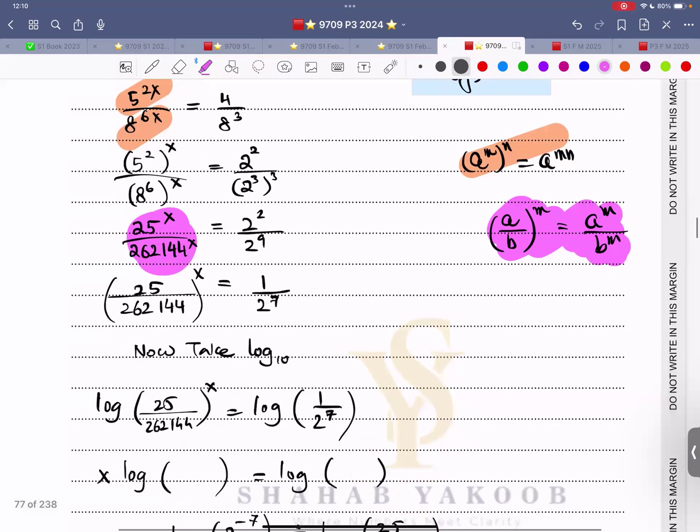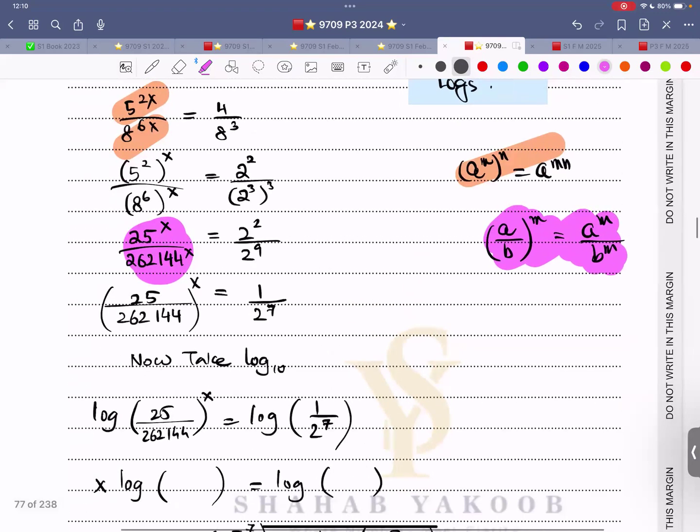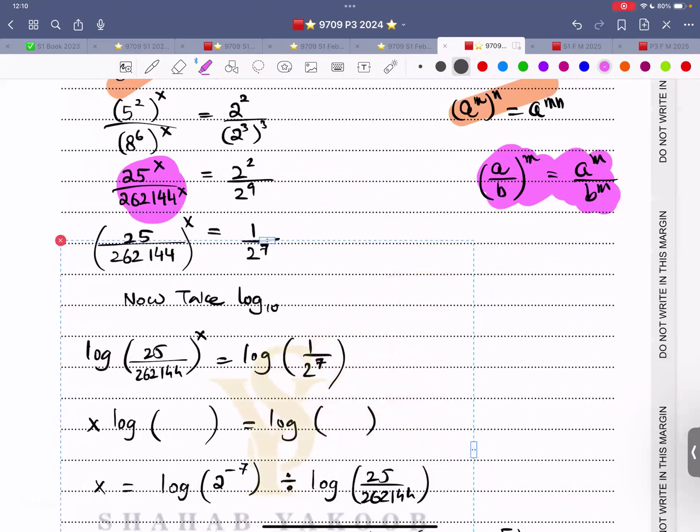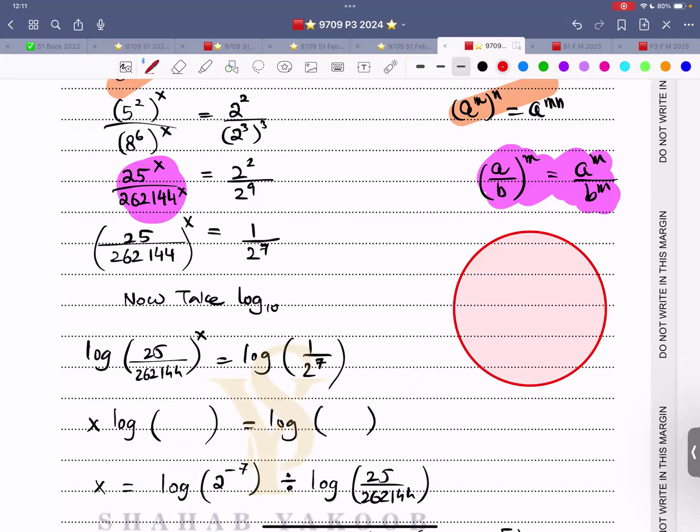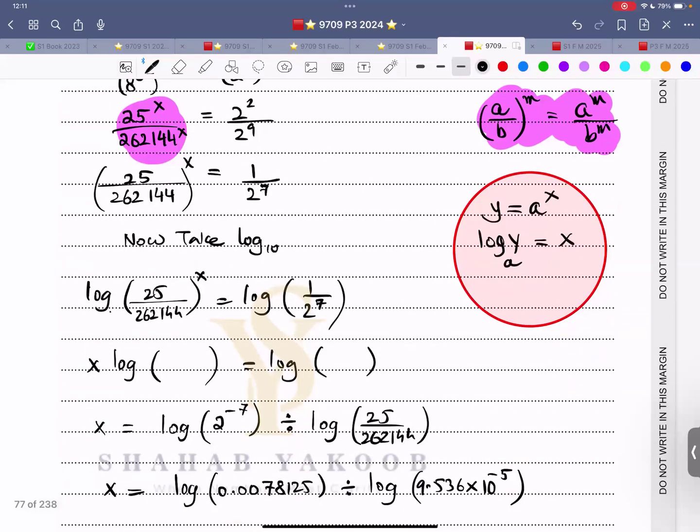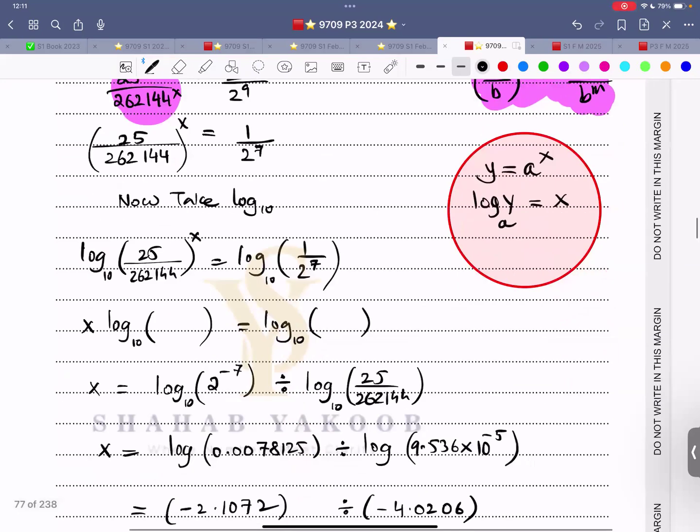So you take x common out. And then at this point, we are taking logarithm of both sides. So if we take log of both sides, what do we say? If y is equal to a raised to power of x, then log y base a equals x. So that is the application over here. The base that I've taken is base 10. I could have taken base ln also, base e. So that's not an issue. Let me put a base 10 over here.